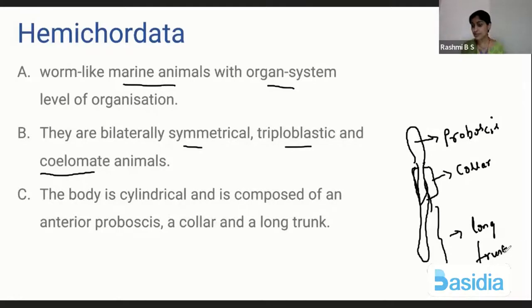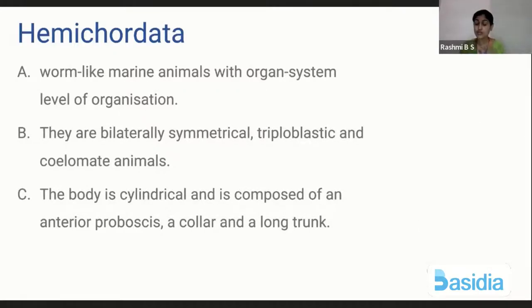So you need to remember these three. The body of Hemichordata is divided into proboscis, collar, and long trunk. Very important, they are exclusively marine animals, children. They are exclusively marine animals, okay? So you need to remember these two points from this slide.